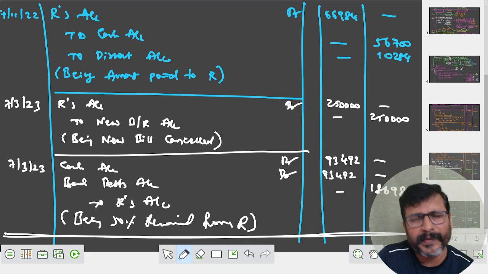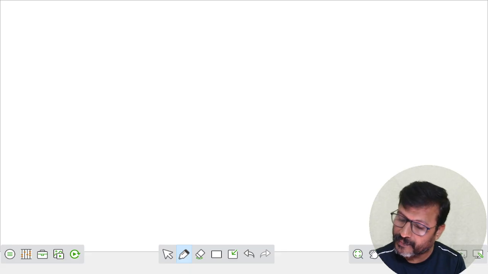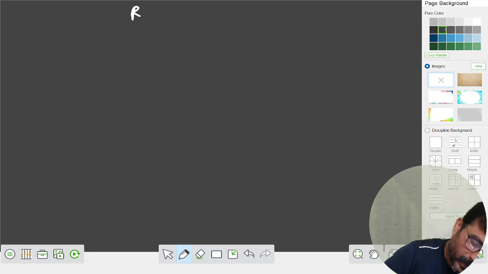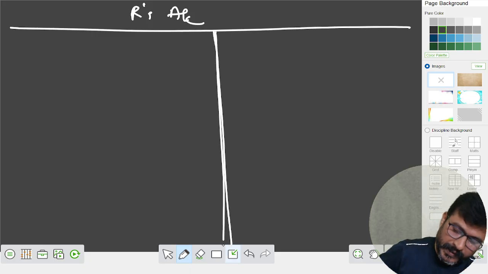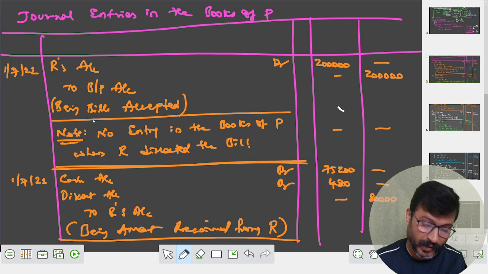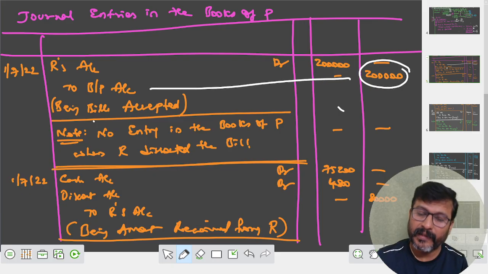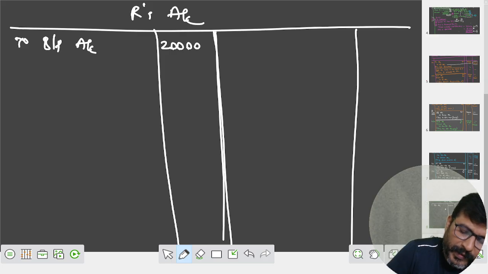Now apart from this, we have to prepare a ledger, right? Whose ledger? A ledger of R. We have to prepare R's account. See how to prepare R's account. Be careful in observation. Now, in the first journal entry, R's account debit to bills payable. Bills payable is in the credit side of journal, so it comes to debit side of ledger. To bills payable account, rupees 2 lakhs.